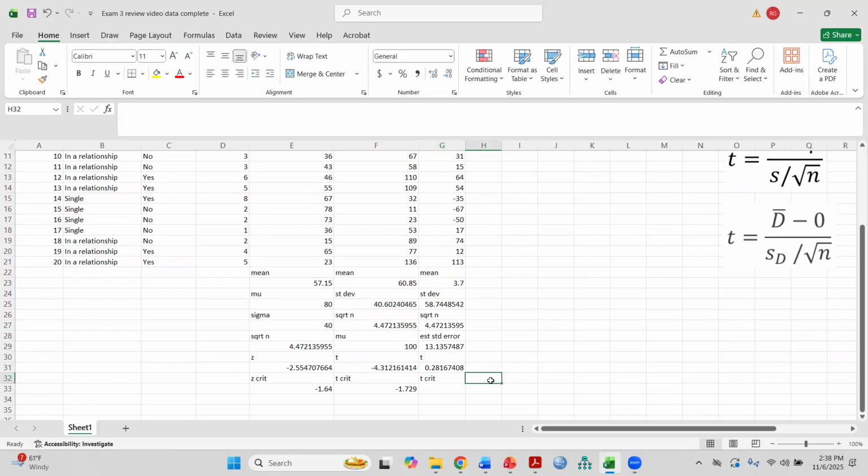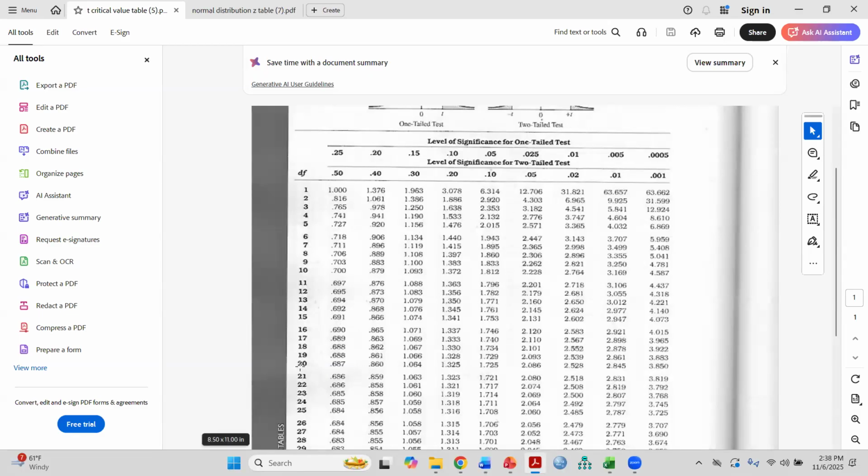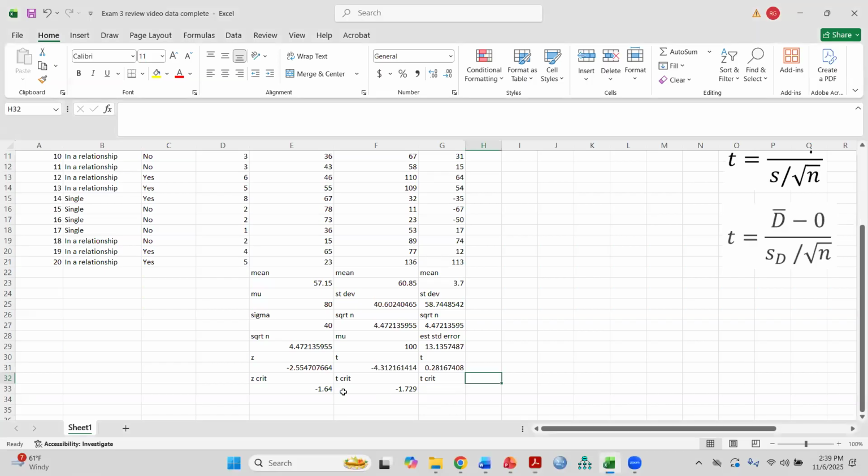To figure out what the t crit is, degrees of freedom for a paired sample t-test are n minus 1. We're going to have a one-tailed test with alpha of 0.05. Let's go back to the t-table. 20 minus 1 gives us a degrees of freedom of 19. One-tailed hypothesis with alpha of 0.05: 1.729.